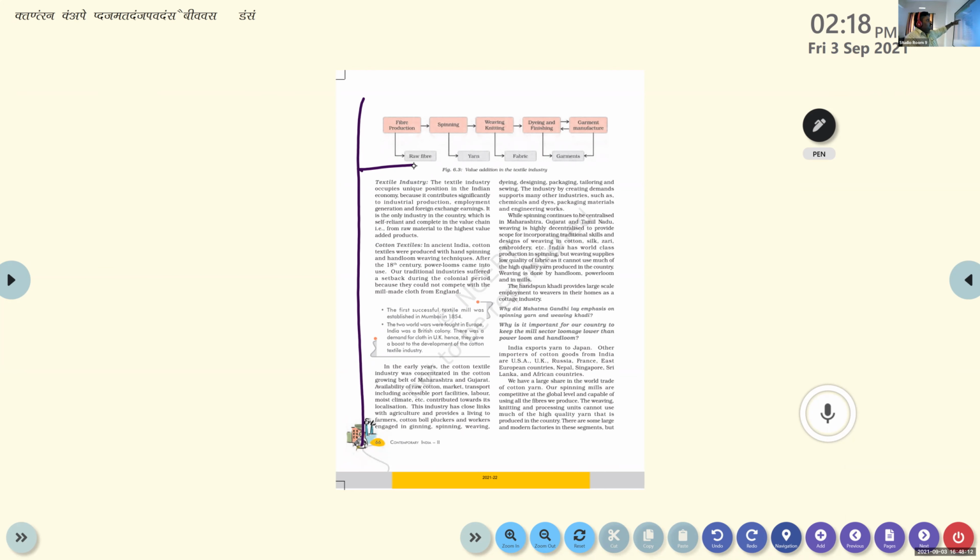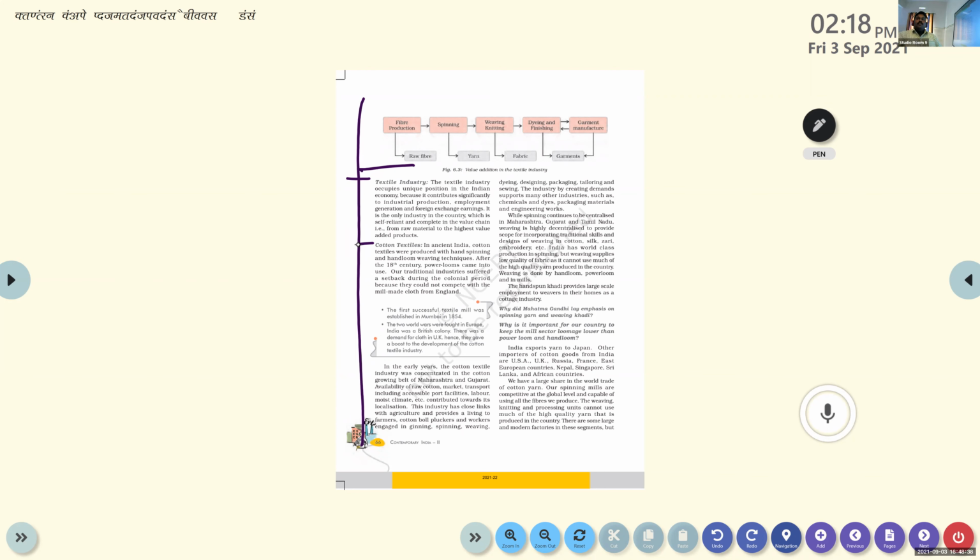Different industries come under the textile industry, basically the cotton textile industry and the jute industry. These are the subdivisions, and silk production is also there, so we'll discuss that too. The textile industry is the most important industry in India and is able to provide employment for a number of people.